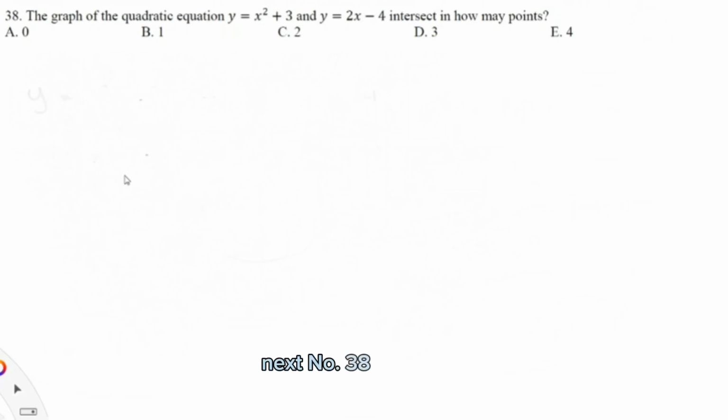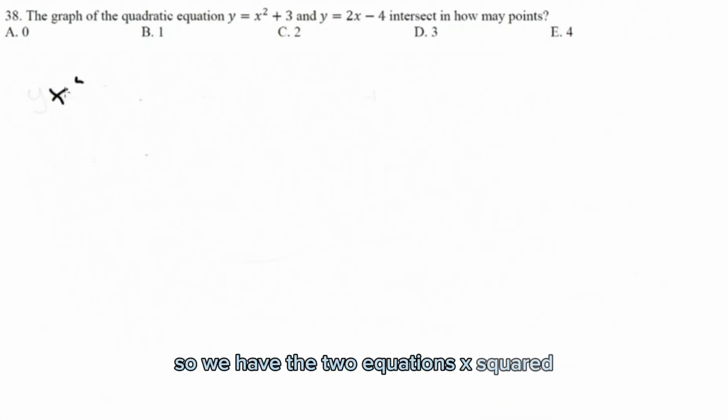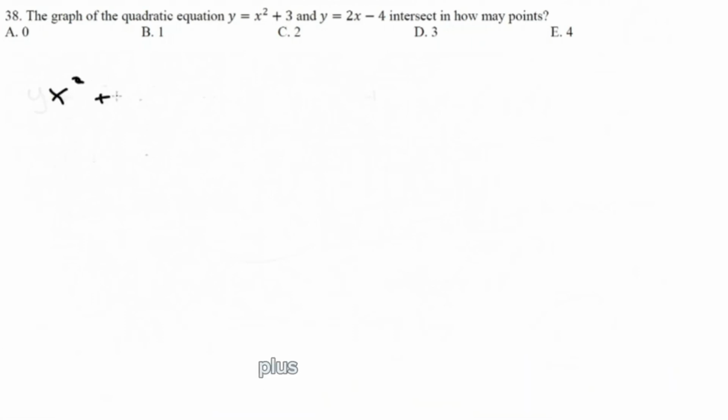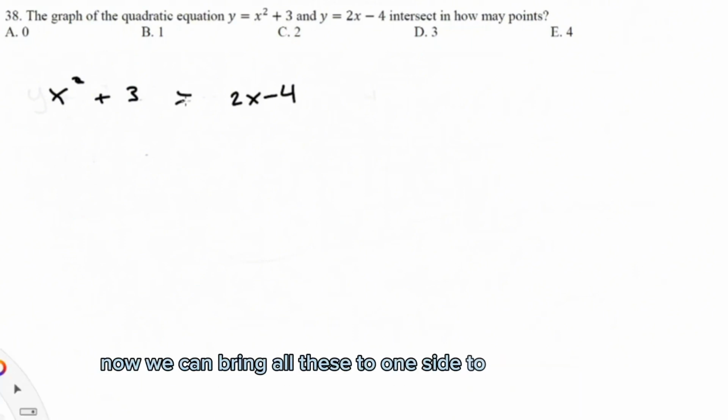Next, number 38. The graphs of the quadratic equation y equals x squared plus 3 and y equals 2x minus 4 intersect in how many points? Alright, let's do it. So we have the two equations, x squared plus 3 and 2x minus 4. To solve this problem, let's set them equal to each other. Now we can bring all of these to one side to make a proper quadratic equation in standard form.